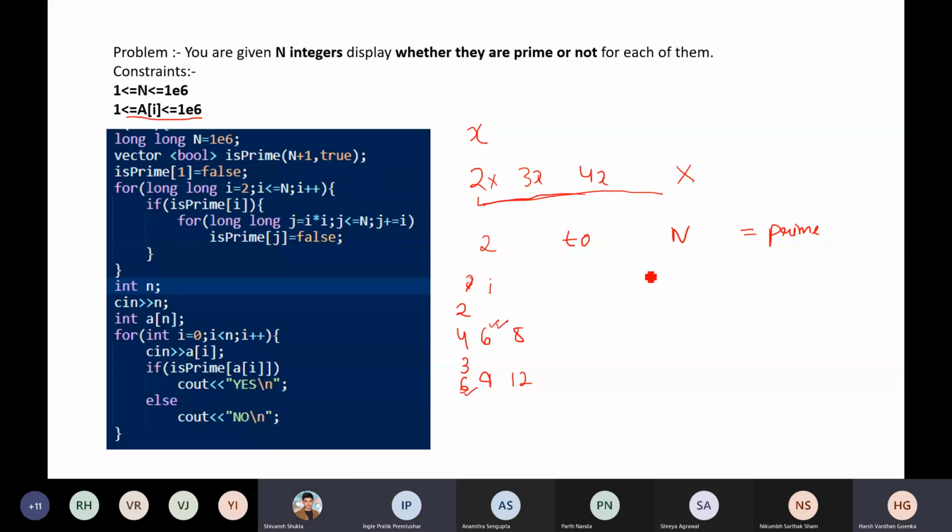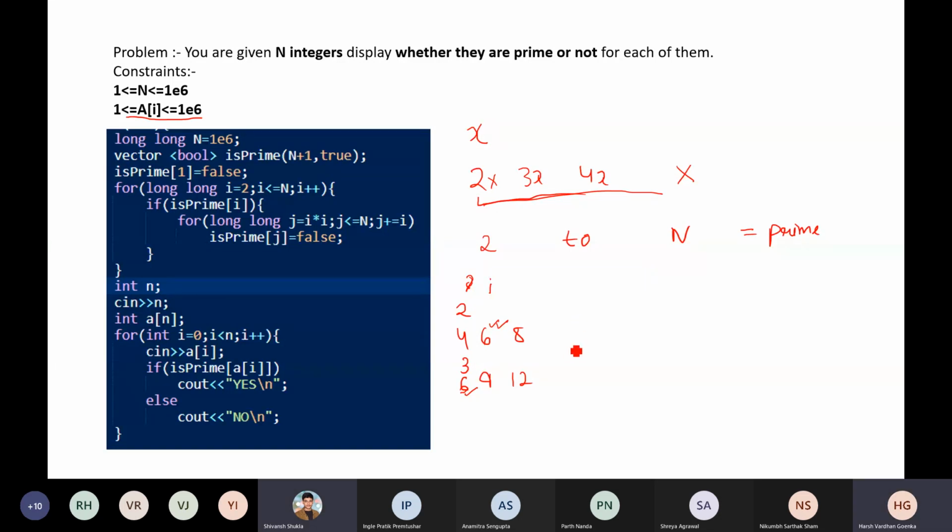Yeah, because all the numbers before that number we have already marked. If the number is 4, then 4 into 3 and 4 into 2 we have already marked as composite. So we can directly begin from 4 into 4.